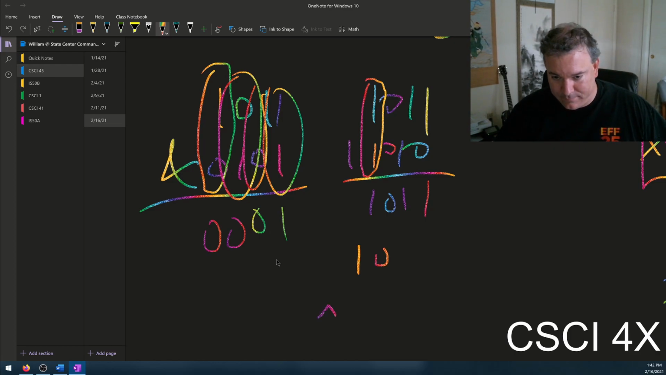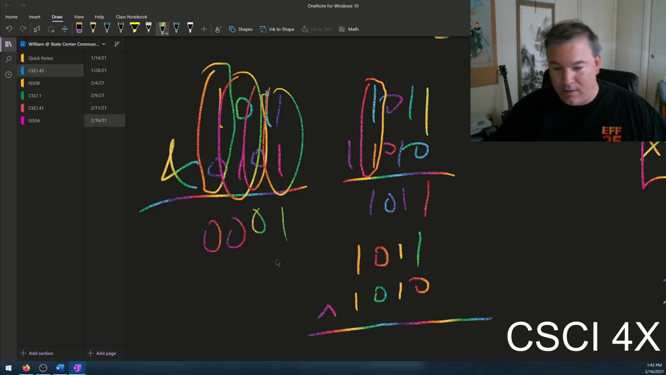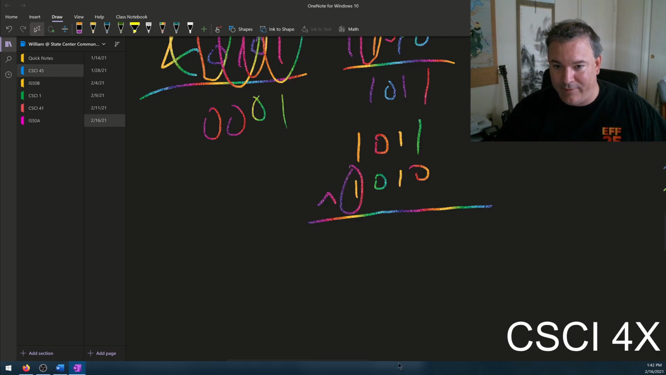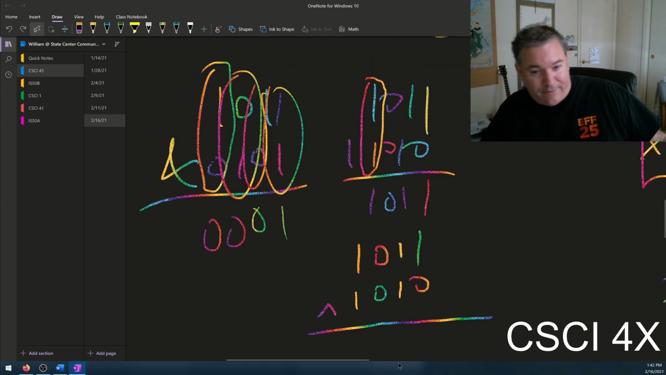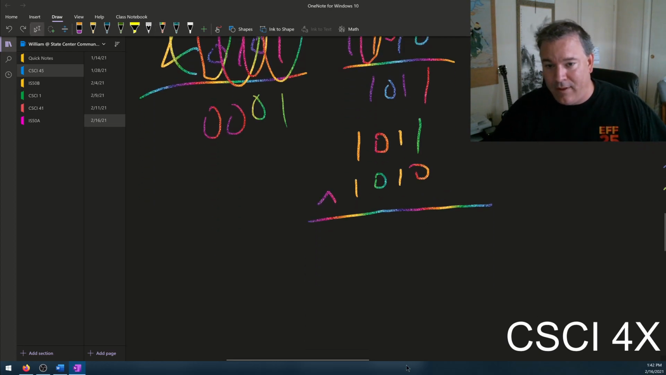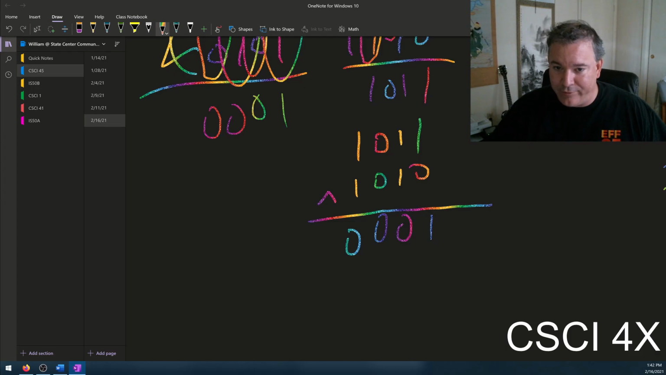XOR. You can think of each true here flipping the bit above it and every 0 leaving it alone, or you just say one or the other is true but not both. So if they're both true, the answer is false. If they're both false, the answer is false. One or the other is true but not both, the answer is true.